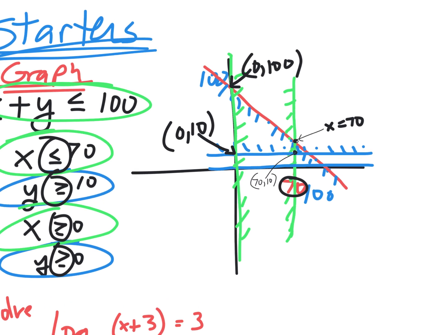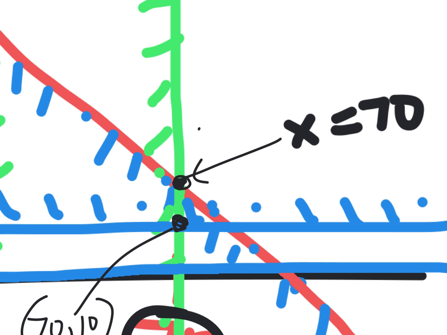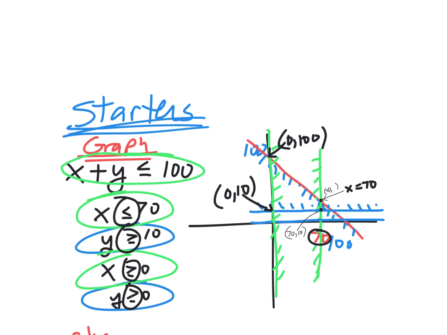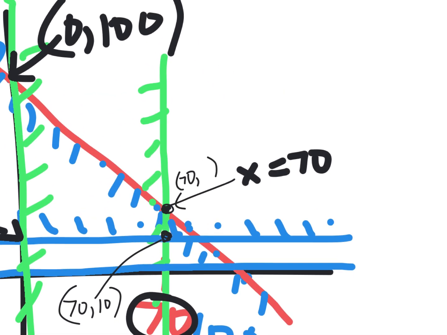All right, so this spot would be the hardest one to figure out. It's where the red one and the green one intersect. And it's 70 comma something, because I know x is 70. Well, then I go stick the 70 into this equation. If x is 70, then the key number would be when y was 30, to make a total of 100 on that line. So it must be 70 comma 30.